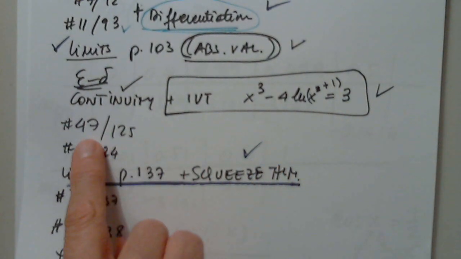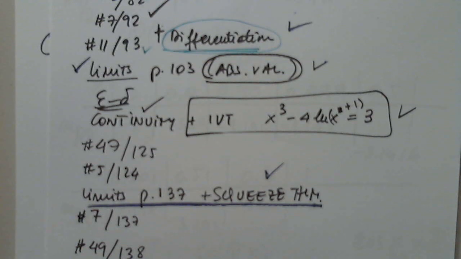Good. I don't remember what this 47 or 125 is. Let me look and see which section I picked that from. Page 125, continuity. Yes. And I'm sure we did that problem together. So that is in section 2.5. 47.